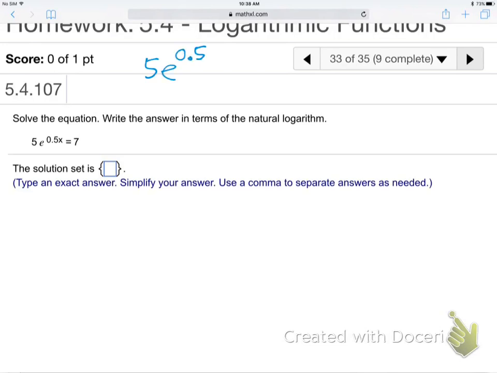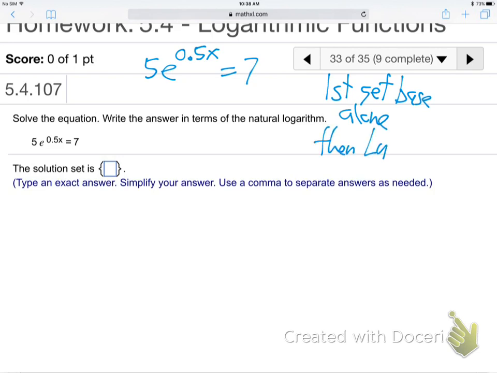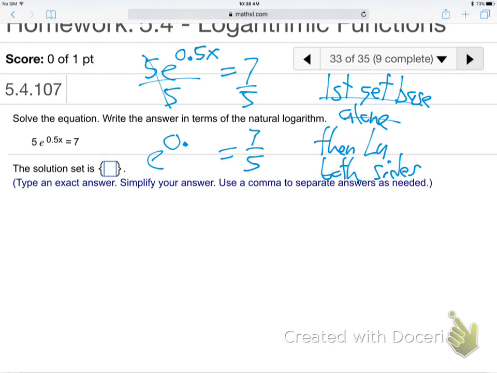5e to the 0.5x equals 7. So I should say, first get the base alone, then ln both sides. Yeah, so you first have to get the base alone. So in other words, first divide by that 5. Does that make sense? First get the base alone, and now take it from there. Now go ahead and do the ln of both sides, but you got to get that base alone first. And now do the ln of both sides. That's the extra wrinkle in this one.